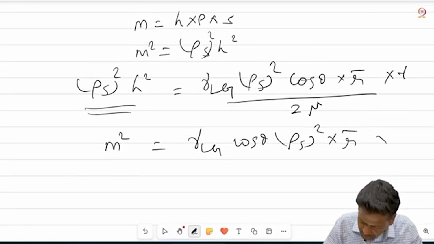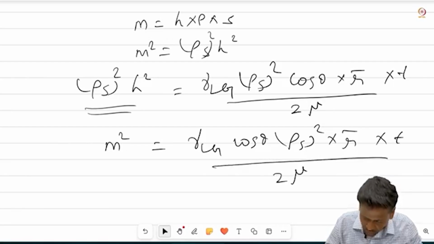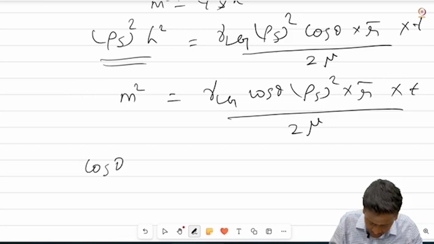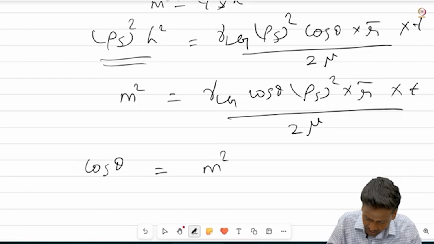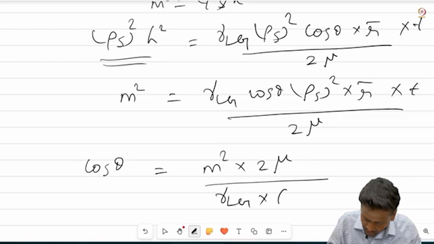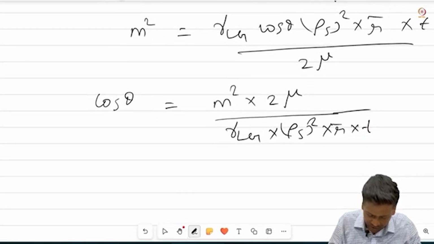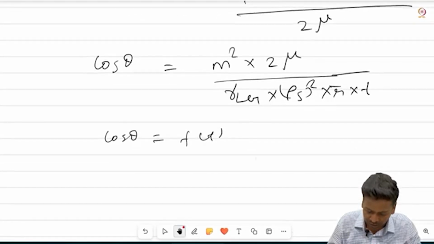R bar into T, divided by 2 mu. So we can write this equation in terms of cos theta, which is nothing but m square into 2 mu, divided by gamma Lg rho S square into R bar into T. So you can see that this equation is in terms of T, which is nothing but dynamic contact angle.